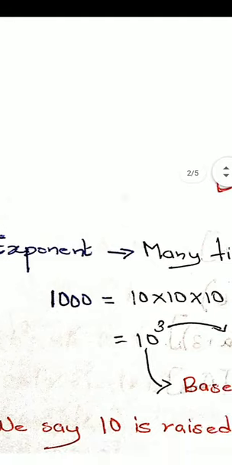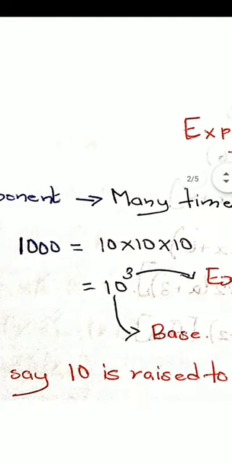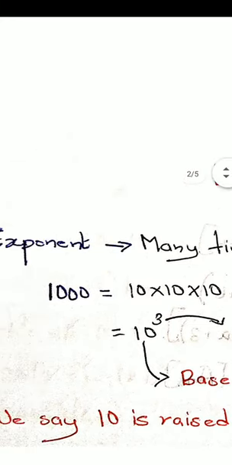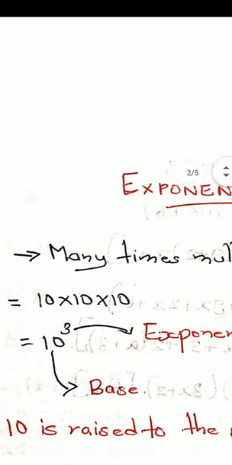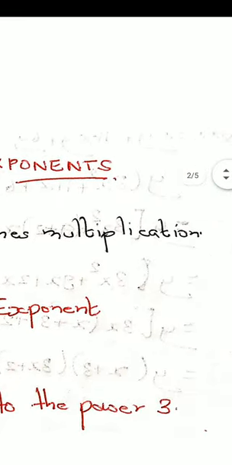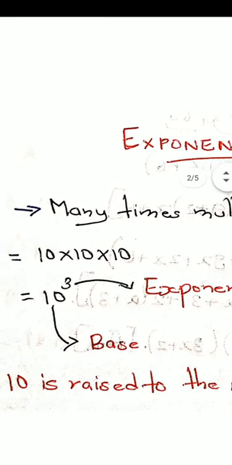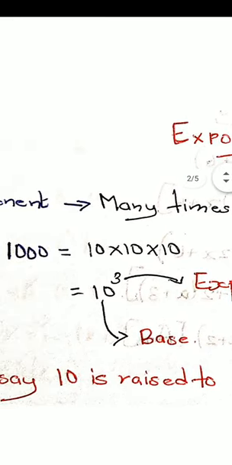Similarly, if I have 1000, I can write 1000 as 10 into 10 into 10, right? Yes. So what I want to say is that exponent is many times multiplication. I repeat, many times multiplication. So I can write 1000 equals 10 into 10 into 10 as 10 to the power 3.